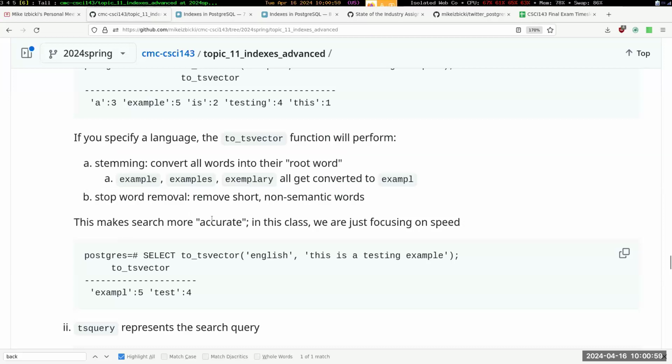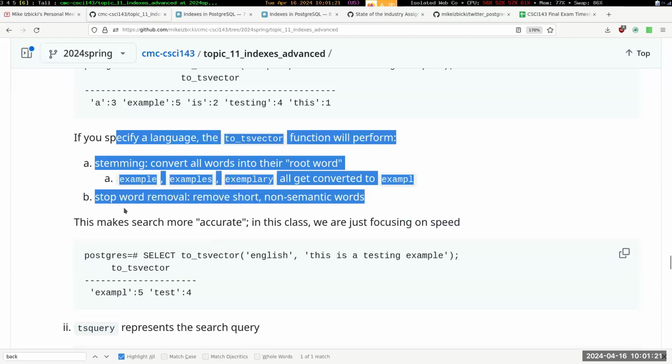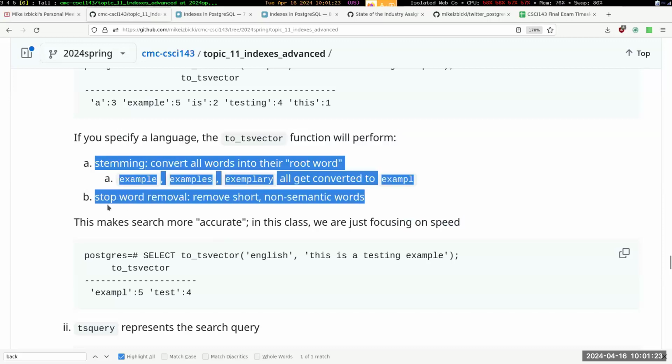The reason we have these complicated things is because they'll make your text search more accurate, getting you the right documents, whatever you're looking for. But we're not focusing on this accuracy bit. We're going to be focusing in this class just on how Postgres is making things faster. And so you need to know that it does these things, but you don't need to know the details about how or why it does these things.